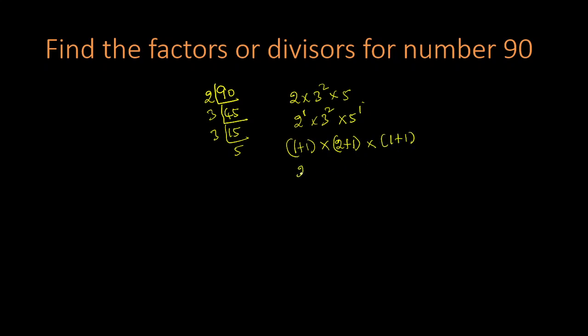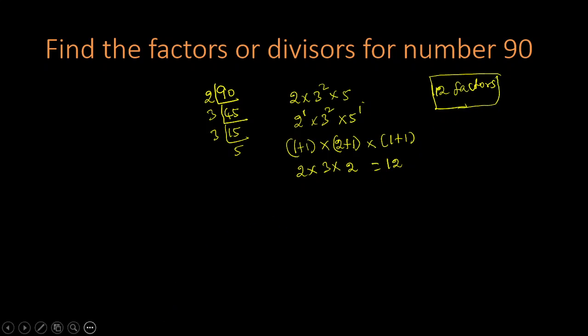So, we will multiply this. 2 into 3 into 2. Altogether, there are 12 factors. The answer for this question is that there are totally 12 factors for the number 90.